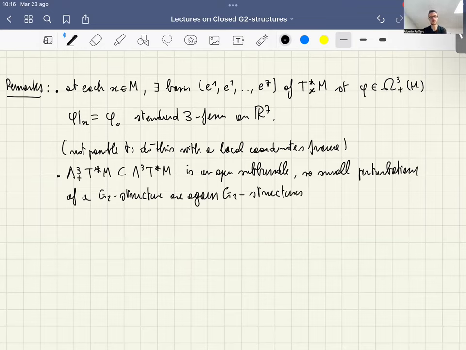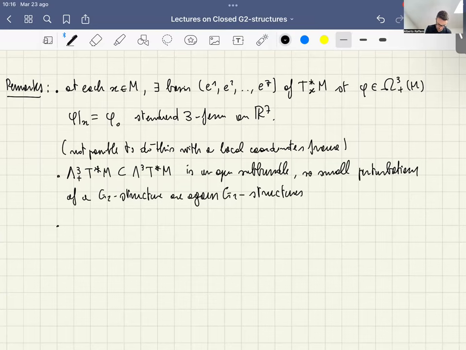And this is important, especially when you talk about geometric flows of G2 structures, since this guarantees that when you have a geometric flow that is well posed, so for which you have short time existence and uniqueness of the solutions, this property guarantees that the solution, since it exists for short times, is a small perturbation of the initial G2 structure you have, and so it still defines a G2 structure.